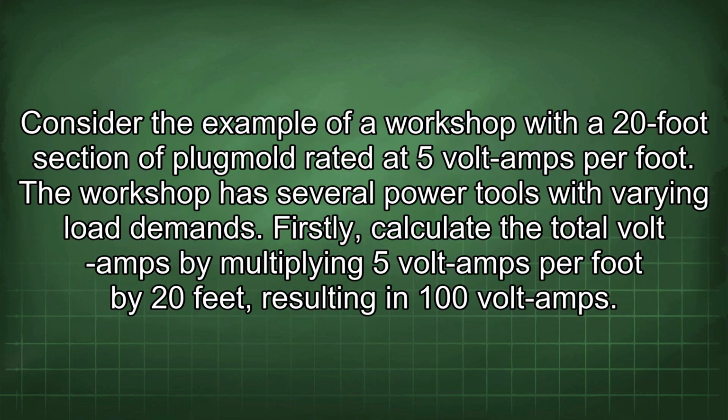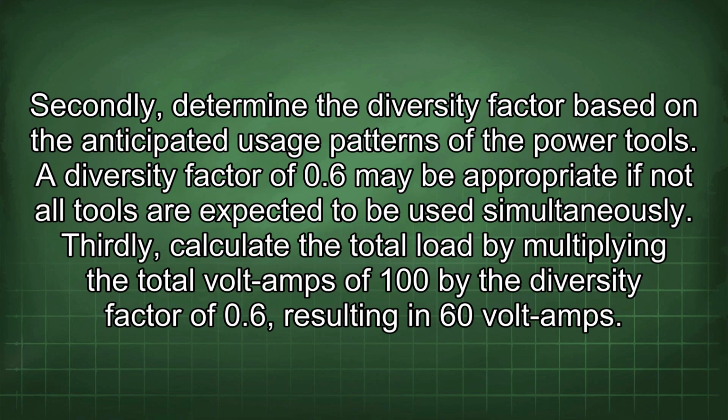Consider the example of a workshop with a 20-foot section of plug mold rated at 5 volt amps per foot. The workshop has several power tools with varying load demands. Firstly, calculate the total volt amps by multiplying 5 volt amps per foot by 20 feet, resulting in 100 volt amps. Secondly, determine the diversity factor based on the anticipated usage patterns of the power tools. A diversity factor of 0.6 may be appropriate if not all tools are expected to be used simultaneously.